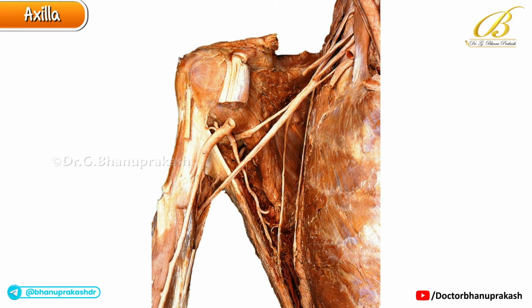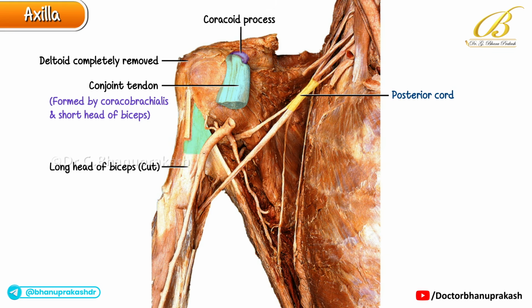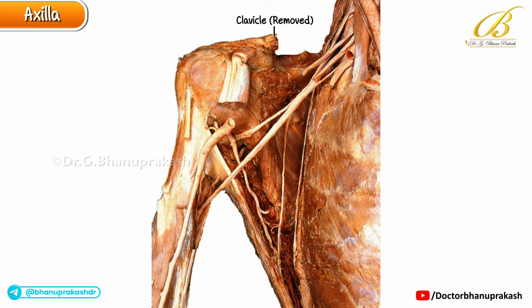Now let's focus on the deeply situated posterior cord of the brachial plexus. First, let's orient ourselves with the dissected structures. The cut end of the conjoint tendon, formed by the coracobrachialis and short head of biceps, arising from the coracoid process, is visible. The deltoid has been completely removed, and the cut end of the long head of the biceps, crossing the bicipital groove, can be identified. The clavicle has already been removed to expose the deeper structures.